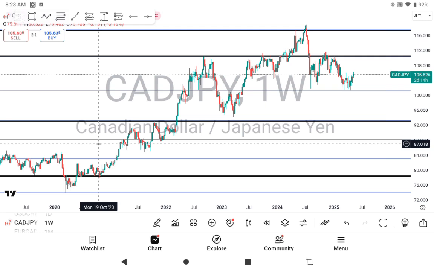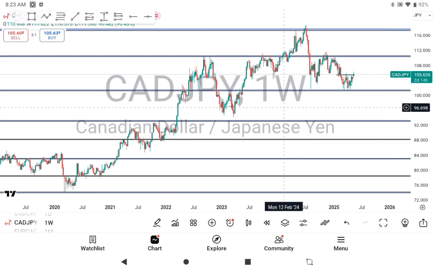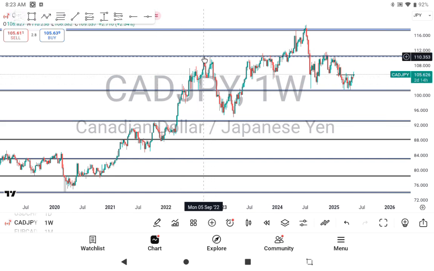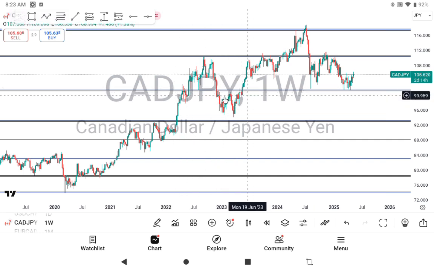Now when price pushed right here, it created a higher low here, and ever since it has held on this level of support, a previous level of support. In the past, this level was acting as a resistance level until price broke and closed above it, and price later pushed back down to retest that level, to make that level a major support level.